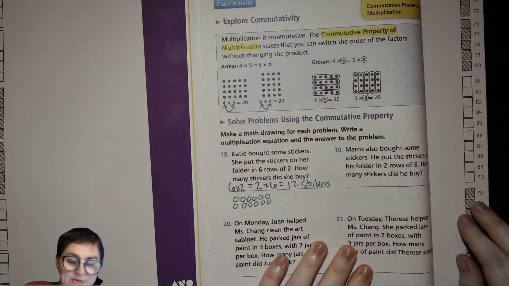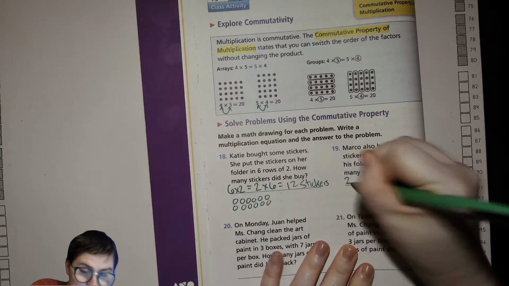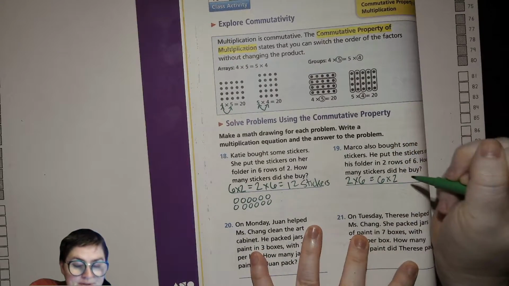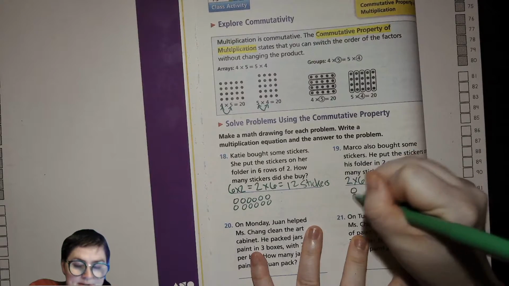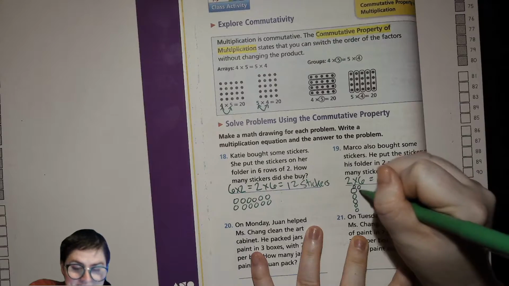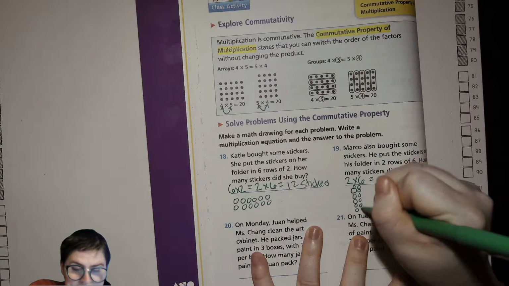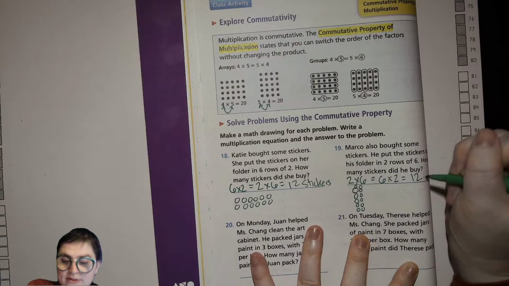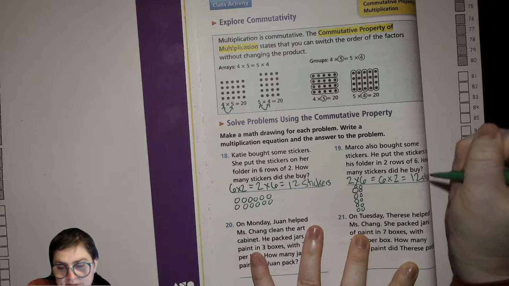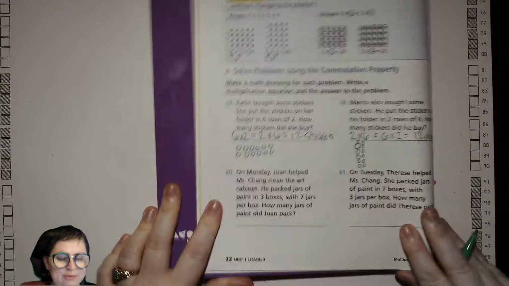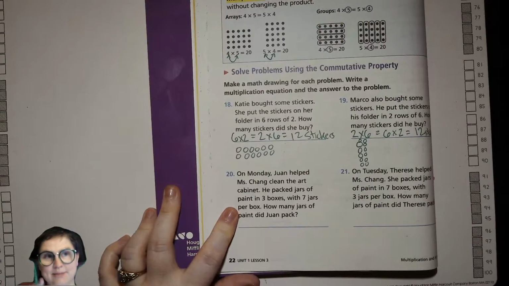Okay, Marco also bought some stickers. He put the stickers on his folder in 2 rows of 6. So that's 2 times 6, which is equal to 6 times 2. So this time we'll do the 6 times 2. 1, 2, 3, 4, 5, 6. And then 1, 2, 3, 4, 5, 6. And that is still what? 12 stickers. Because of the commutative property. Go ahead and try number 20 and 21 on your own, and then hit play when you're ready.